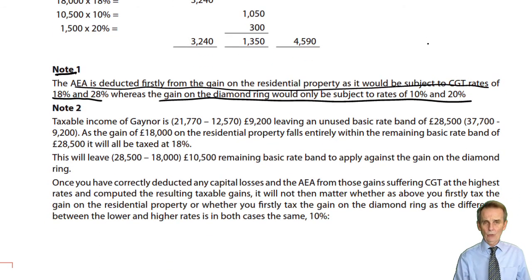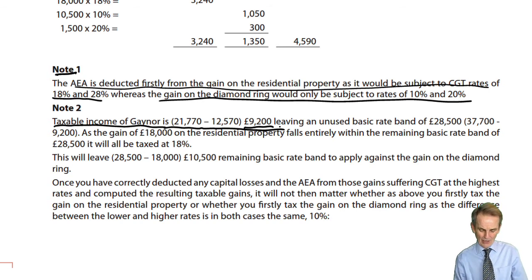To do that, of course, we need to know, in addition to what we already know about, well, the differing rates here, residential property compared to other assets, we need to know the taxable income for the taxpayer off the income tax computation. So we had, therefore, 21,770 of income minus the personal allowance, and that would appear to be £9,200, therefore, of taxable income. So that would leave an unused basic rate band of, well, should be 28,500, it being the basic rate band limit of 37,700, no extension here, no gift aid payments, no personal pension contributions paid during the tax year.